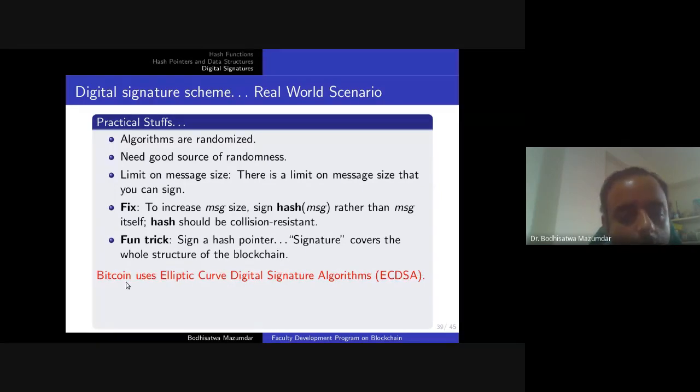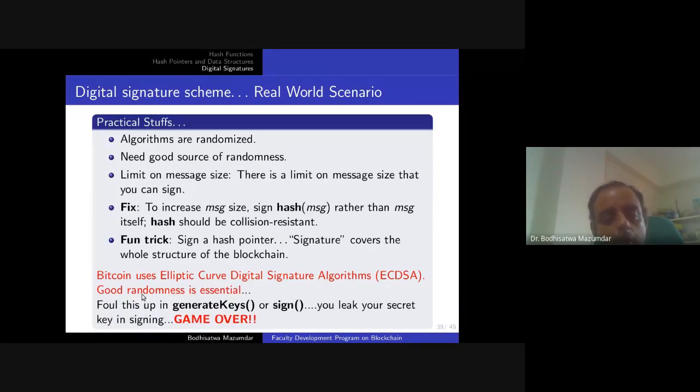So Bitcoin uses the elliptic curve digital signature algorithm. I'm not going into the mathematics of this algorithm. It comprises a whole lot of algebraic theory, abstract algebra. But the bottom line is that good randomness is extremely essential. For instance, in the generate keys and in the sign function, this randomness is absolutely necessary.